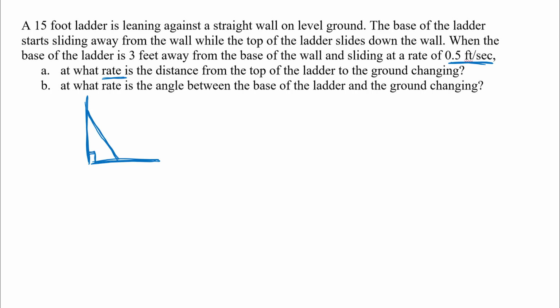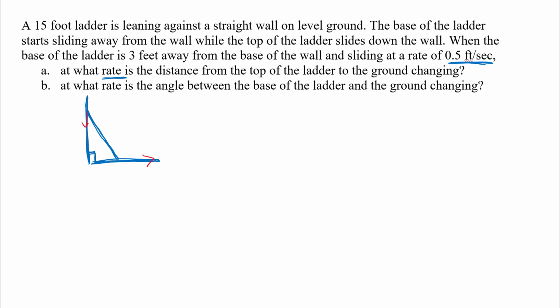The base of the ladder starts sliding away from the wall. All right, so the base of the ladder is going away from the wall while the top of the ladder slides down the wall. Okay, when the base of the ladder is 3 feet away from the base of the wall and sliding at a rate, we're asked to find something about the rate of the top of the ladder.